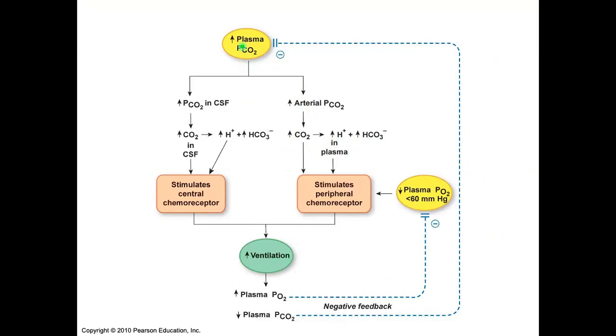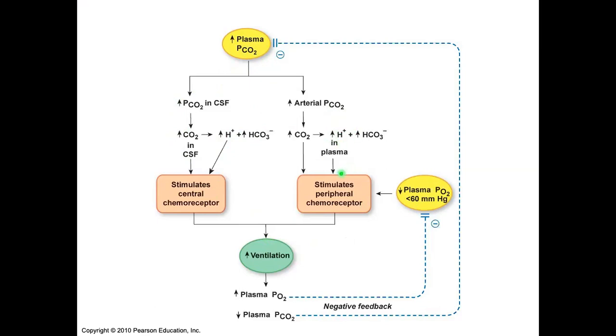Okay. Look at the left side. At the top, an increase in CO2 increases CO2 of the cerebrospinal fluid. Increased CO2 of cerebrospinal fluid plus an increase in protons in your cerebrospinal fluid is going to stimulate your central chemoreceptors. That's going to increase ventilation. So that is your primary mechanism to breathe. The primary mechanism is an increase in CO2, which causes an increase in H plus, or protons.